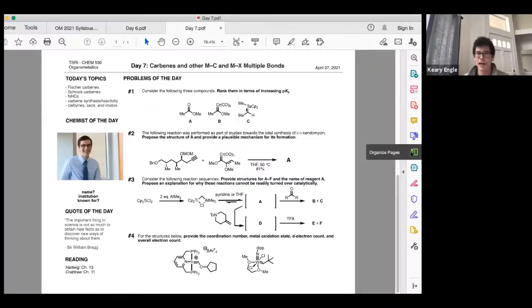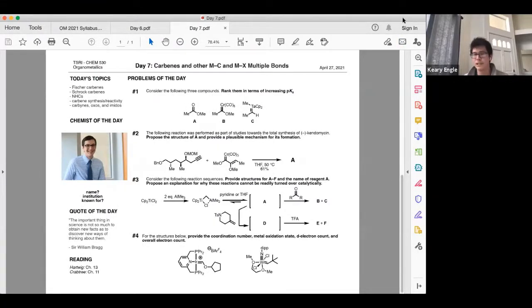This one is for the total synthesis folks out there, an actual application of Fischer carbene towards the total synthesis of kendamycin. So you have the alkyne on the left, Fischer carbene, simple reaction conditions, THF, slightly elevated temperature, and then we get a new product, A. So what's that product? And then what is the mechanism?